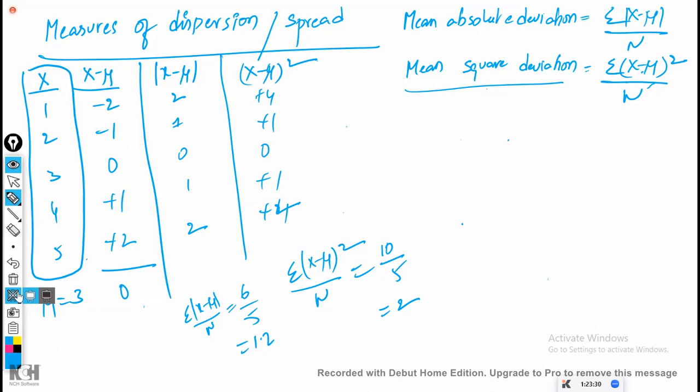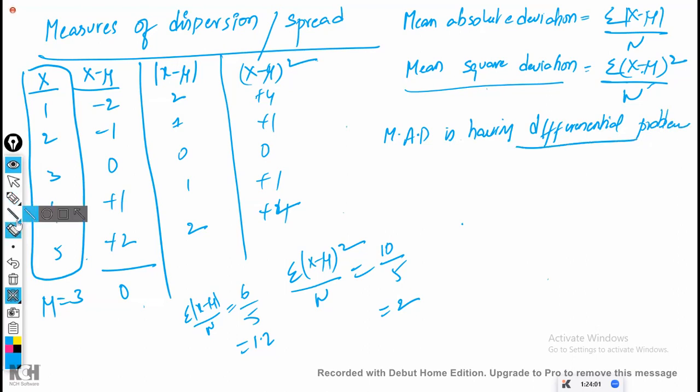The reason behind that is that mean absolute deviation has the differentiation problem. Now, what is meant by differentiation problem?